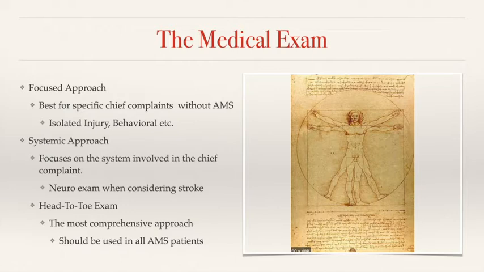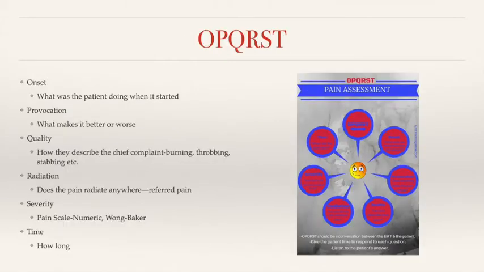So this is, again, the most comprehensive approach, and this is going to be really good for patients that are altered, unresponsive, or if we know something's going on but we can't quite figure it out. Just this head-to-toe approach is really going to break everything down for us and help us identify anything that we may have potentially missed otherwise. So in addition to the hands-on portion of the medical assessment, we also have the history-taking portion.